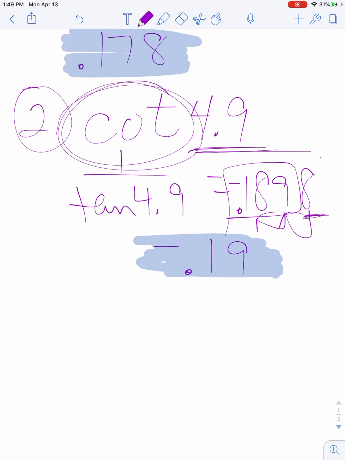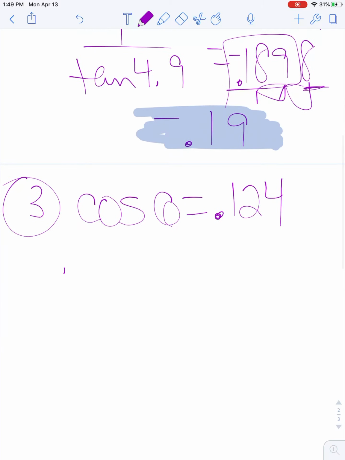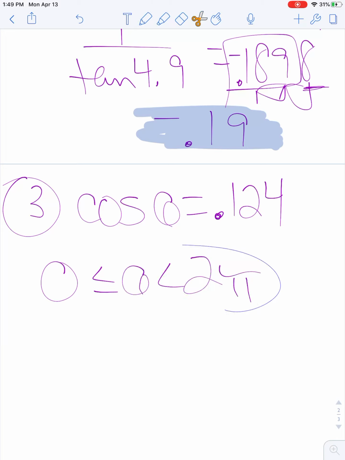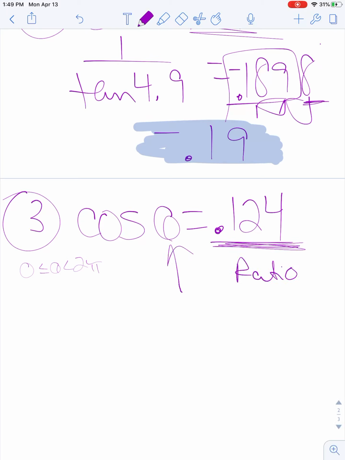Okay, so same calculator strokes. If you have the angle, again, I'm going to say it, if you're not finding the angle, you don't use inverse. Okay, now we're going to find the angle. So let's say it's cosine of theta equals 0.124. Again, theta is always going to be between 0 and 2 pi. That's telling you radians. We like 2 pi because that's in terms of pi. If you look at the calculator stuff, it's not going to be in terms of pi. This is the ratio. We're finding the angle.